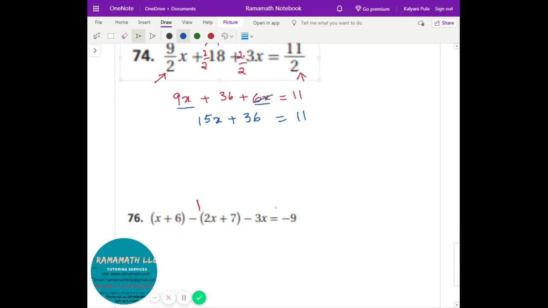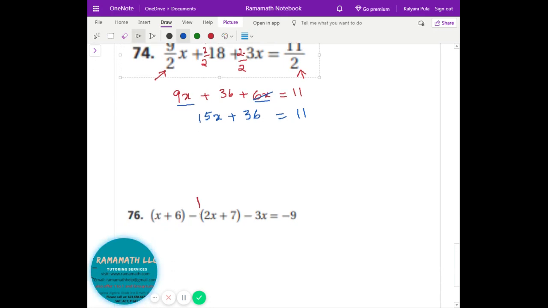Okay, that's good. And also the next thing is here. I'm just going to leave it there, you can work on it. That's easy stuff. Take away 36 and then divide by 15.